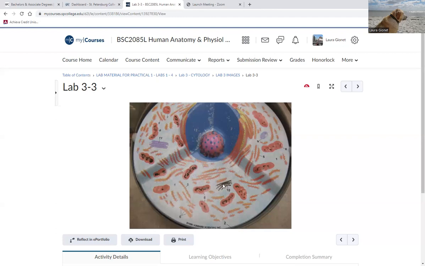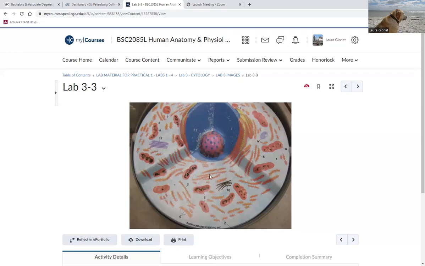Further down here, number 10 is the Golgi apparatus or Golgi body. I could ask you, identify that organelle, and you would say the Golgi apparatus or Golgi body. It's multiple choice. Identify the function of that organelle at the tip of the pointer, and you would say modification and packaging of proteins. I could ask you, identify the process of protein synthesis that occurs there. That would be modification and packaging.